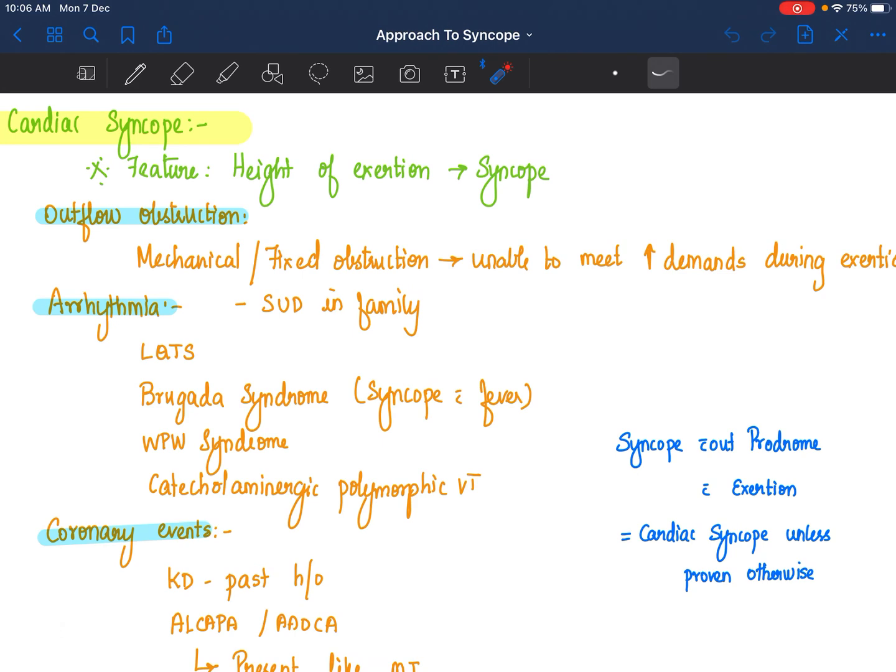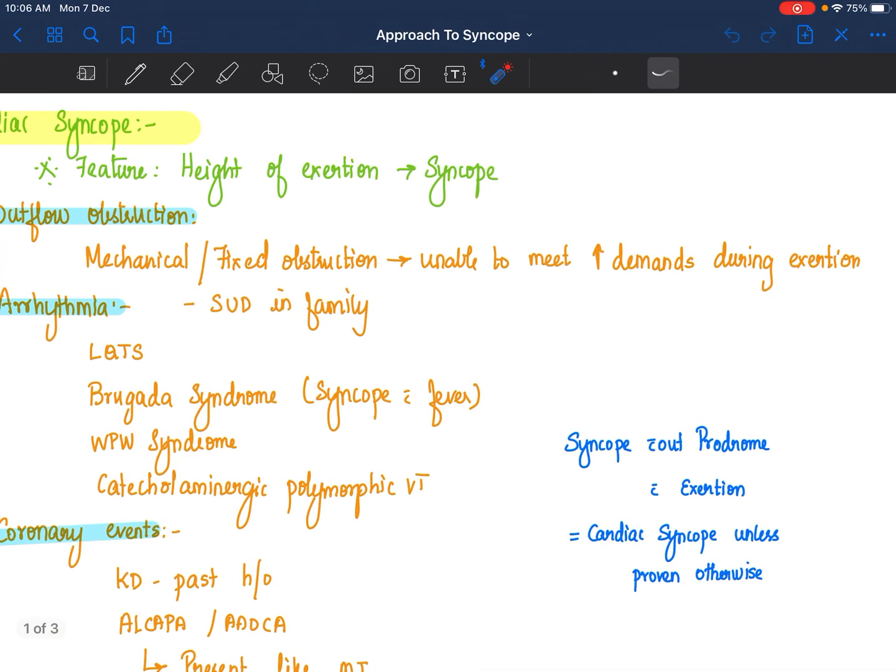Outflow obstruction can be right or left sided, it does not matter. This outlet obstruction, RVOT or LVOT, is a fixed obstruction. So it is okay during resting states, but during exertion, this outlet obstruction will impede the amount of cardiac output that is going to get out of the heart, resulting in syncope.